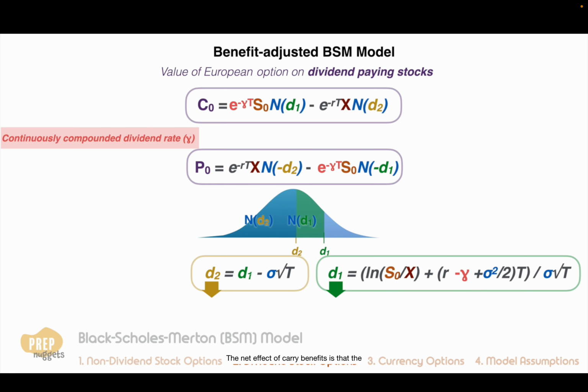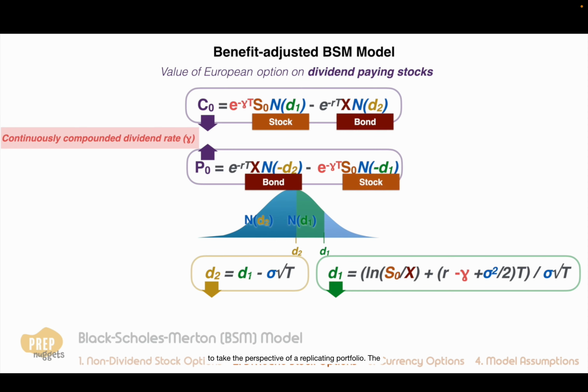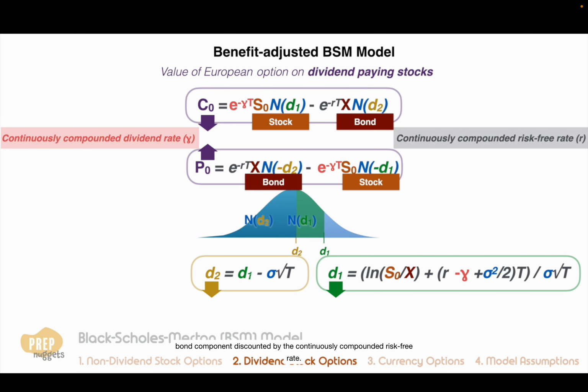The net effect of carry benefits is that the value of the call option is lower, while the value of the put option is higher. Another way to help you remember the formulas is to take the perspective of a replicating portfolio. The stock component should be discounted based on the continuously compounded dividend rate, and the bond component discounted by the continuously compounded risk-free rate.